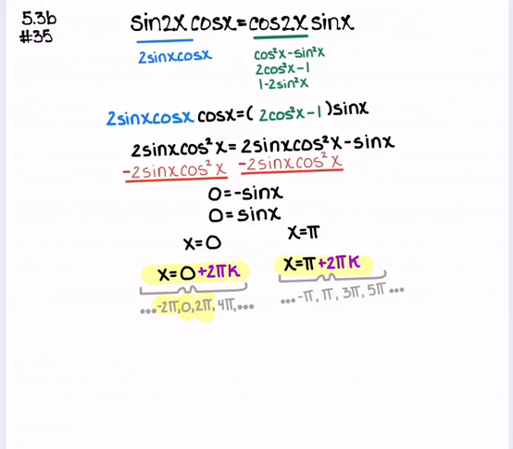Let's list a few of the answers that this equation generates. If we substitute k with -1, we will get negative pi. If I let k equal 0, I would get pi plus 2 pi times 0 and get pi. If I let k equal 1, we would have pi plus 2 pi times 1, giving us 3 pi. And if I let k equal 2, we would have pi plus 2 pi times 2, which is 5 pi, and so on.